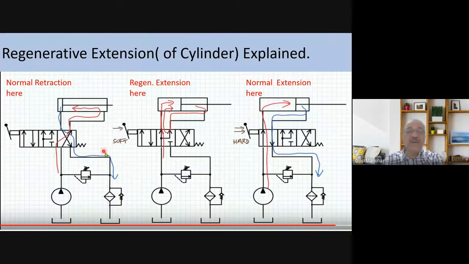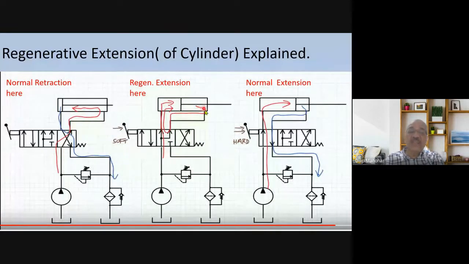But when you have a regenerative extension in the center, if you use this method you can extend very fast, because the pump flow is aided by the flow from the cap end. It is joining here because there is no other way to go. You can imagine this yourself. Imagine a situation where this flow has no path to go. The pump is not aligned to go.